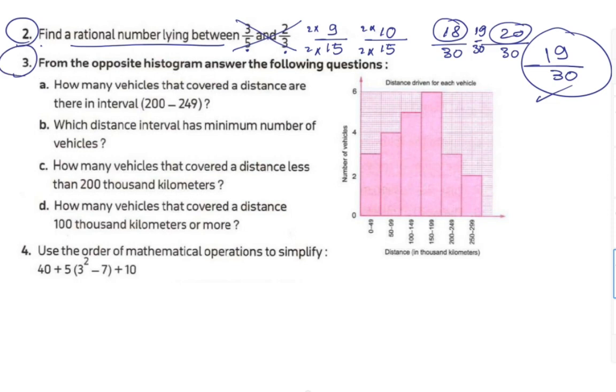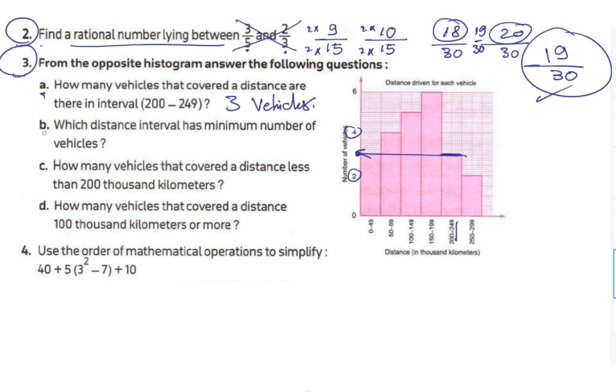We have point number 3. From the opposite histogram, answer the following. First question, how many vehicles that covered a distance are there in the interval 200 to 249? Look here, where's 200? Here, 249 here. So he asked us about this interval. I need to find the number. This number, in between 2 and 4, is 3 vehicles.